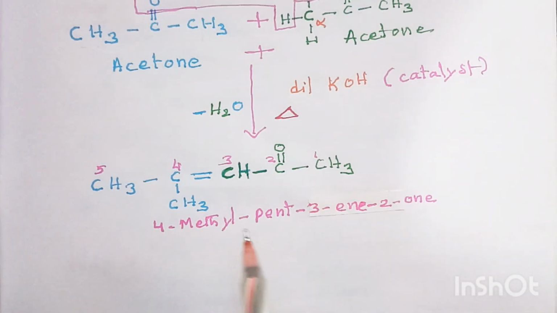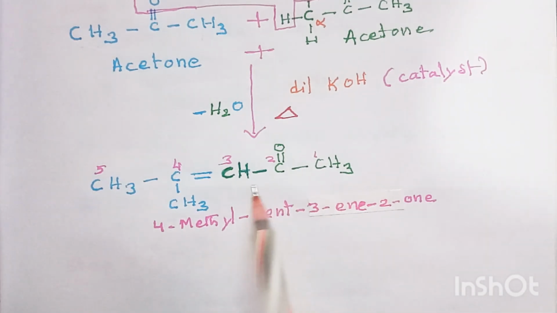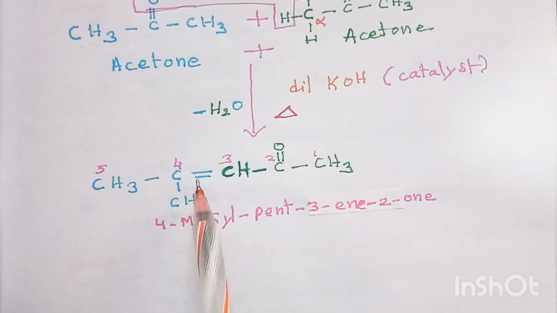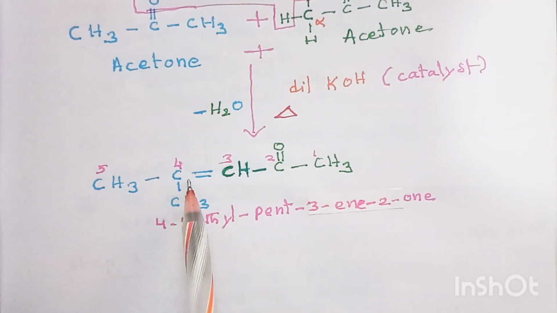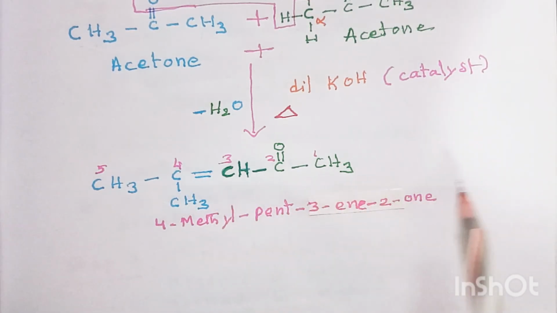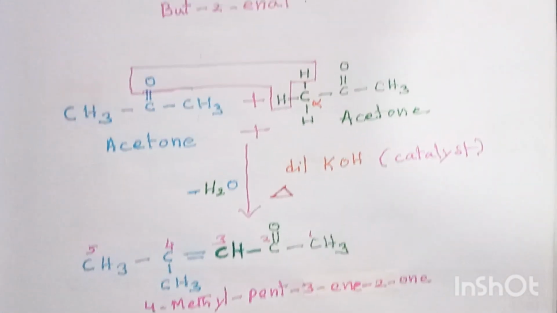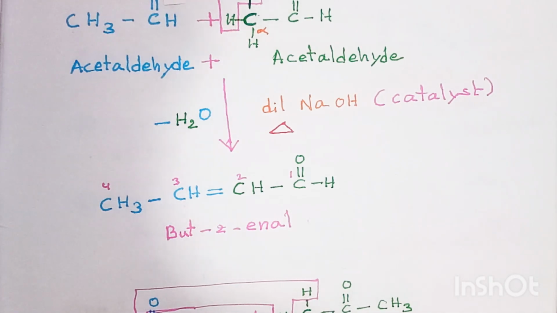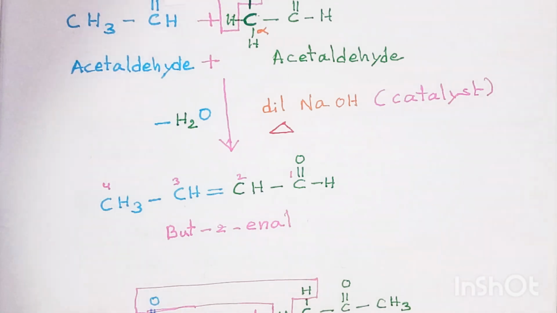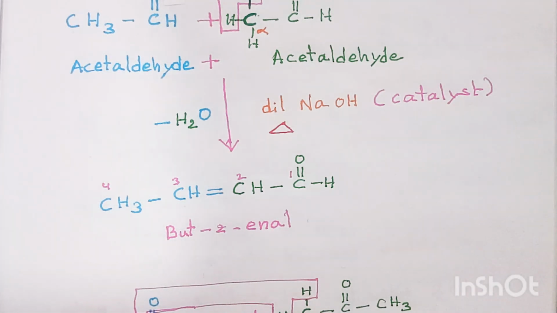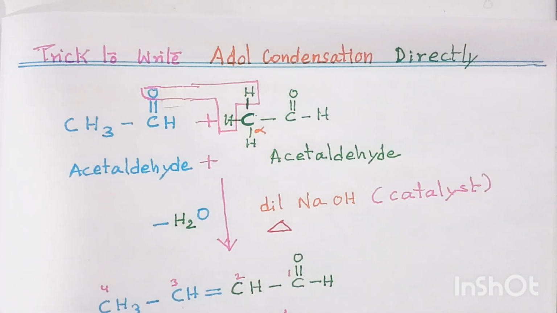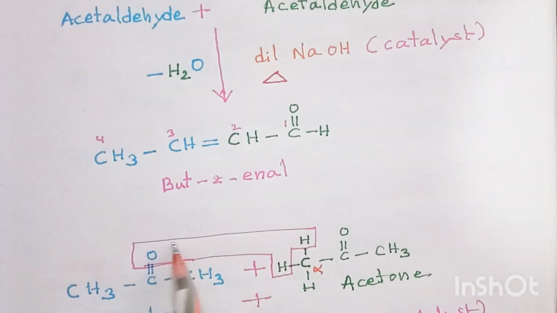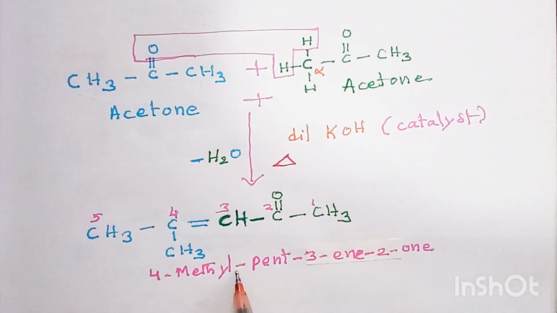This is also called alpha beta unsaturated carbonyl compound because this is the carbonyl carbon, this is alpha carbon, this is beta carbon. The double bond is between alpha and beta carbon atoms. So it is alpha beta unsaturated carbonyl compound. This is the condensation product of acetone when it undergoes aldol condensation reaction in presence of dilute alkali. So this is single step and easy way of writing condensation products. If you are asked about aldol condensation reaction, write the definition given previously and write this single reaction. This will be enough for writing aldol condensation reaction. Hope you understand.